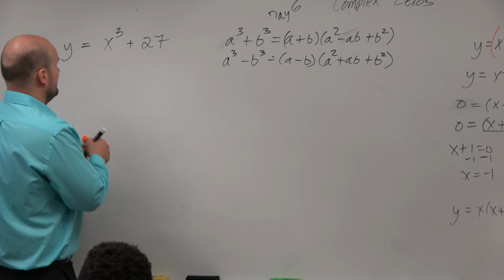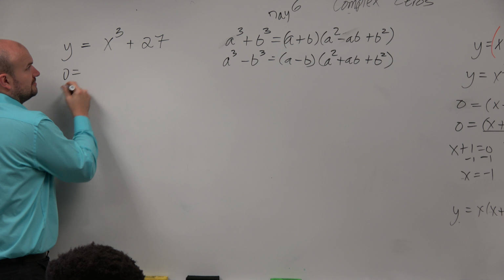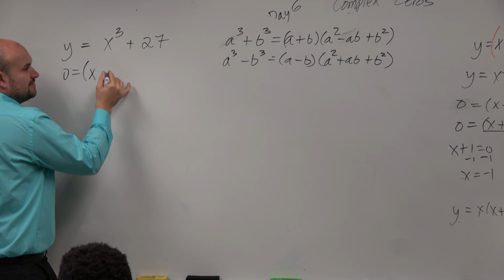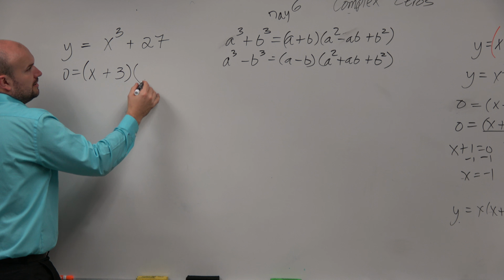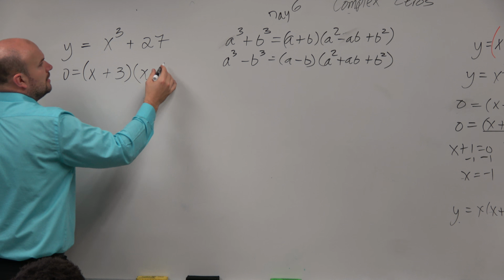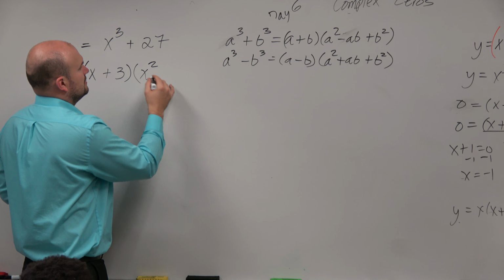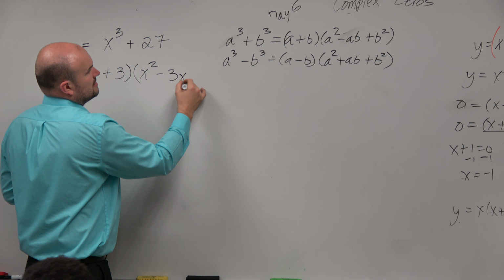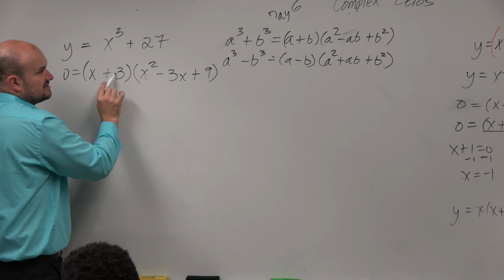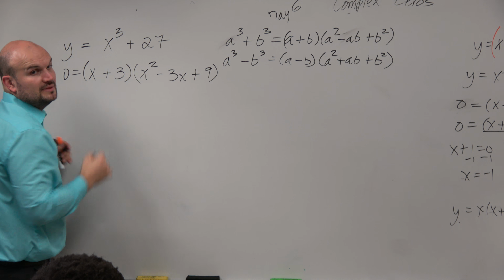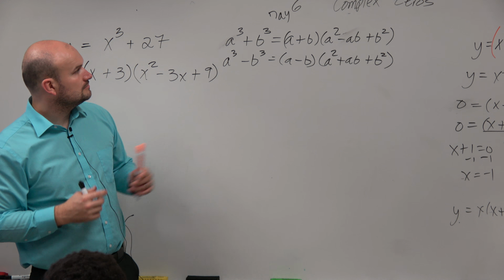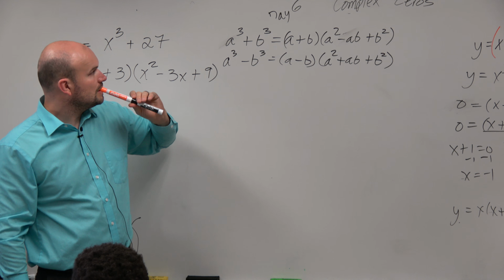OK, so if I want to find the zeros, the first thing I'll do is set this equal to 0. Here, the cube root of x cubed is just x. The cube root of 27 is 3. Therefore, this can become x squared minus 3x plus 9, right? Because 3 is b, and then that's b squared. OK? Yes? So a is x and b is 3.